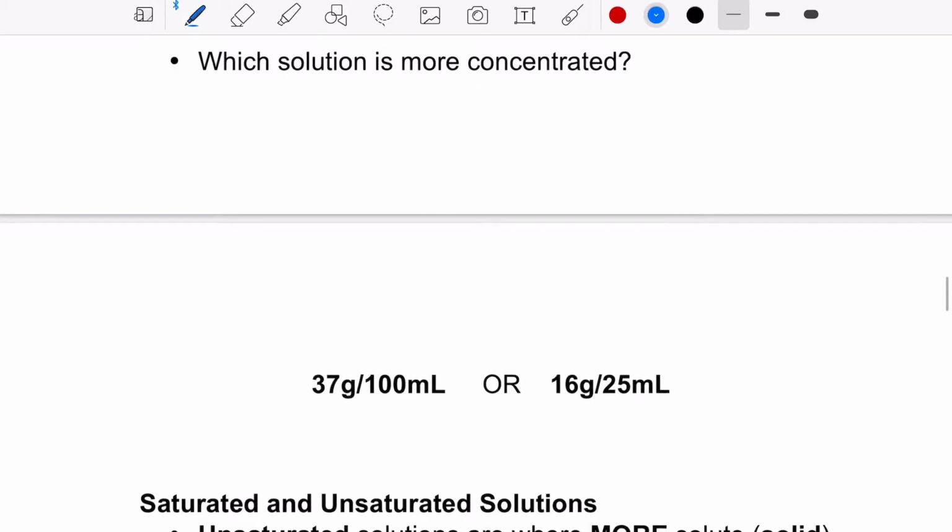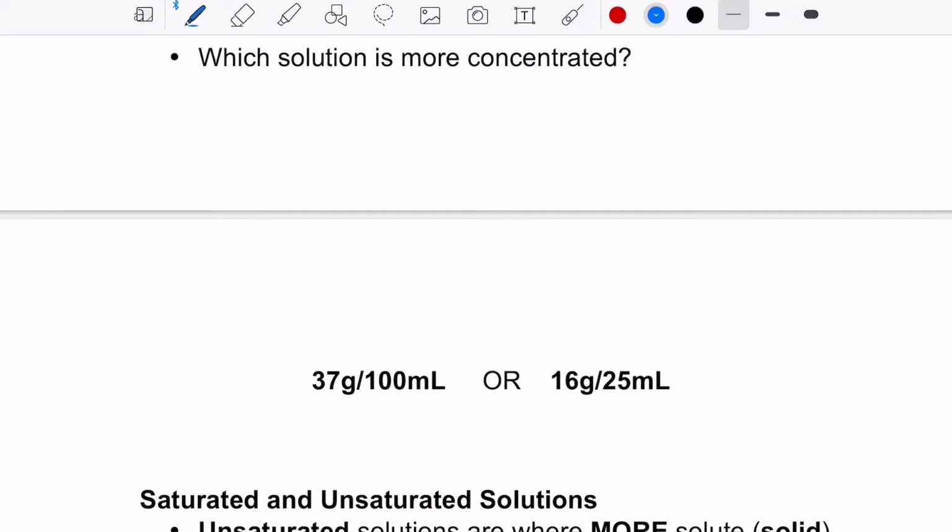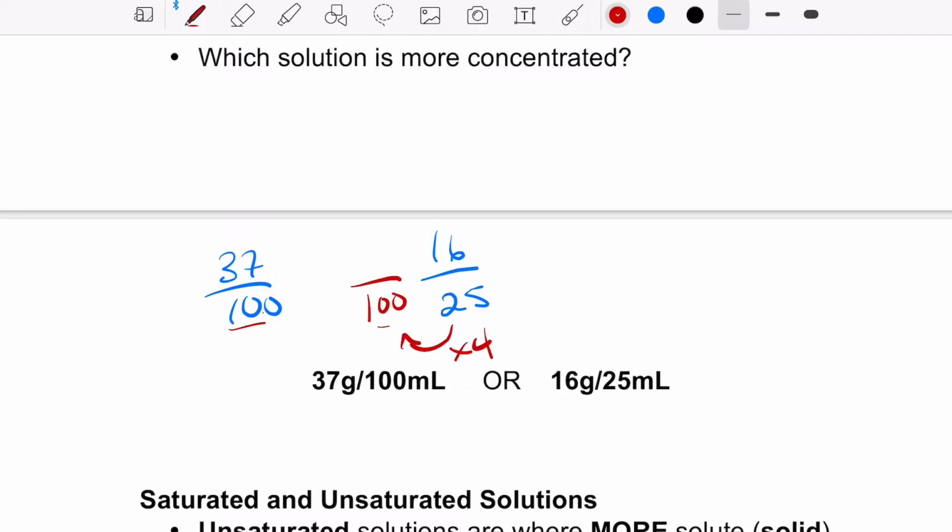I'm just going to do the last one here. And so we could do it two different ways. 37 over 100, and then we have 16 over 25. It looks like we would want to make this 25 into 100 just to do a comparison, because then both of them could be 100. The bottoms could be 100 here. And so because I times by 4 to get that, I would need to go 16 times 4, and it's 64. Oh, so definitely this one is much more concentrated.